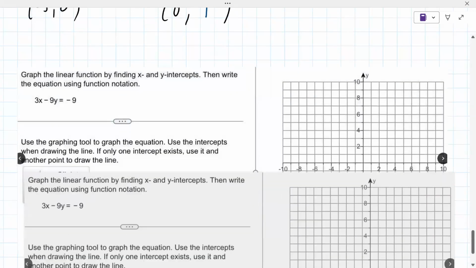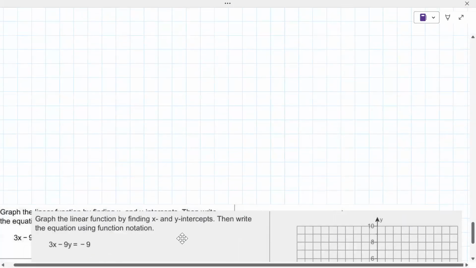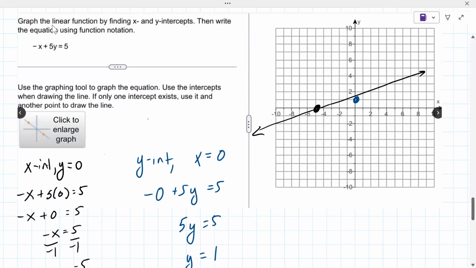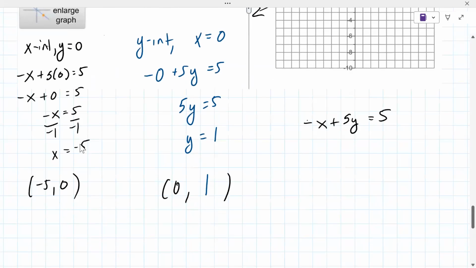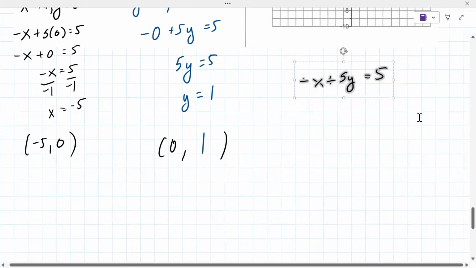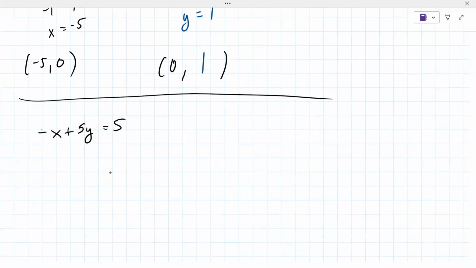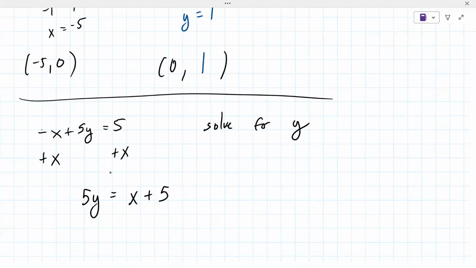So let's do that here. Let me slide this down. It's another reason why it's always good to do this. So let me write the equation here. Minus x plus 5y equals 5. What that means is you need to solve for y. So you're going to add x to both sides. 5y equals x plus 5, like that.